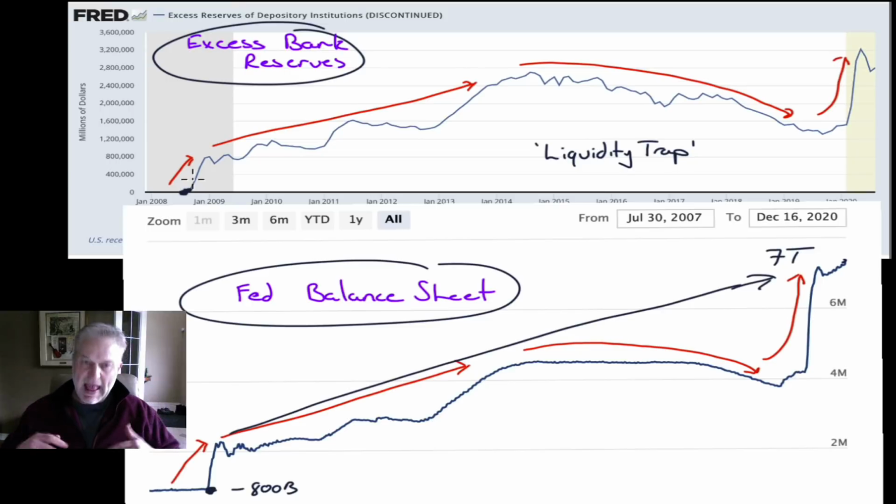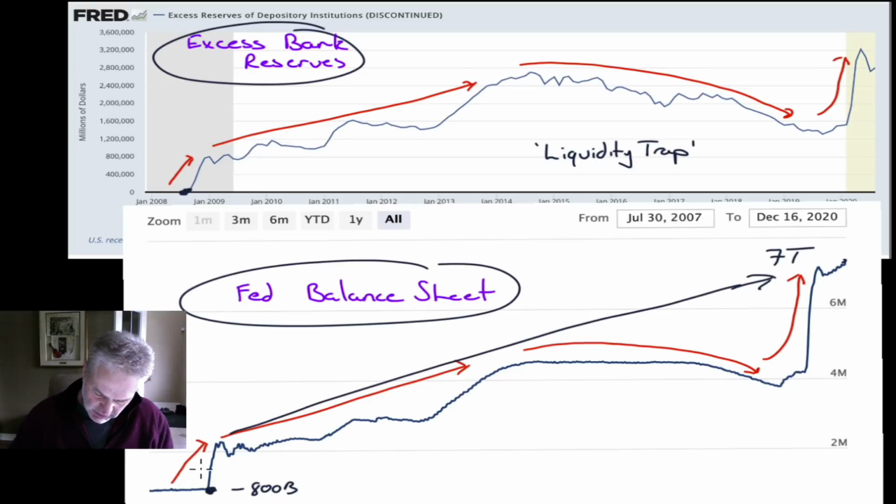Excess reserves. In other words, reserves held by banks with the central bank in excess of the minimum reserve that they need. It's called an excess reserve. Well, look what it's done. And it's mirrored the move.